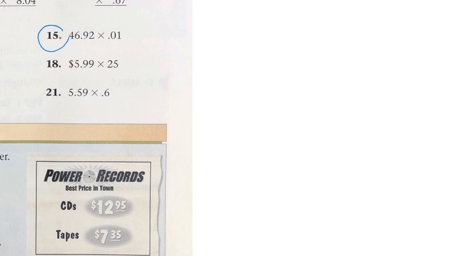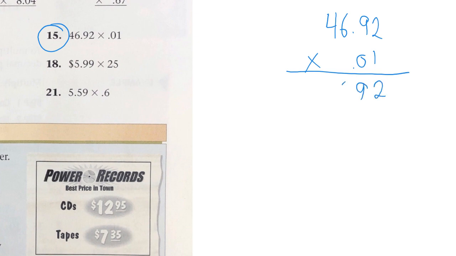Let's start with 15, and we can line it up. 46 and 92 hundredths times 100th. So we get 2964. 0 times anything is still 0, so we are done doing the multiplication.